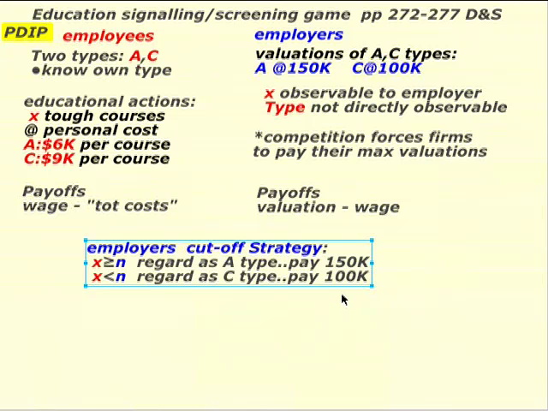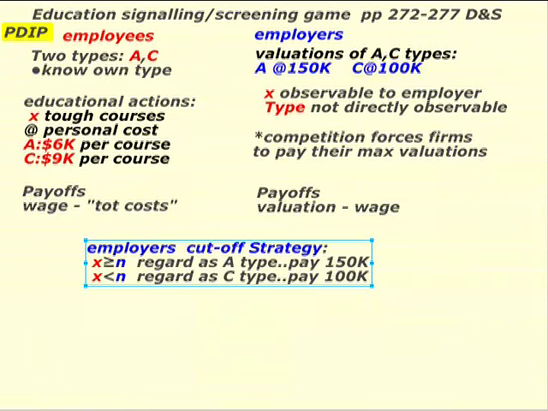So the idea is that the employers, though they can't see the type, that is the ability of each of the employees, can set up an educational screen that says: anybody who gets past N courses, I will pay them a high wage, or I will regard them as if they were an A-type. Could be wrong, could be right, but I'm going to pay them $150K. And if you take less than N courses, I'm going to regard you as a C-type. Again, could be wrong, could be right, but I'll only pay you $100K. So here, the wage agreement or wage contract is like a menu.